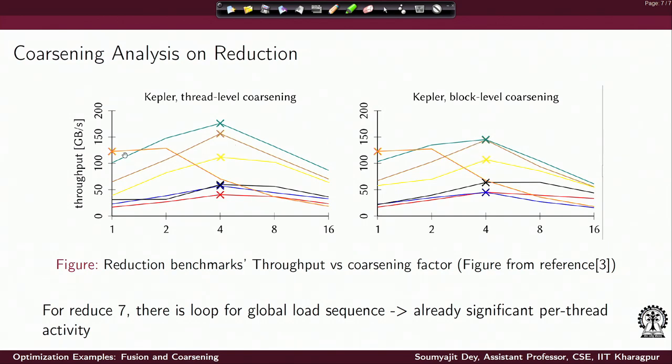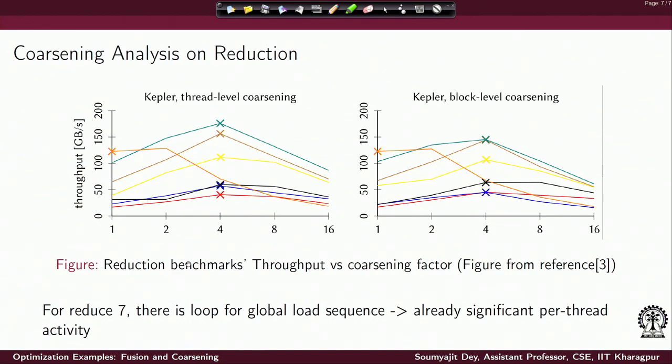And for reduction kernel 7, we see that coarsening does not really help. It first remains constant or increases a bit in terms of the peak throughput. That, by the way, is the index telling me the throughput of the kernel. However, for reduction 7 we see that it is gradually decreasing, right?